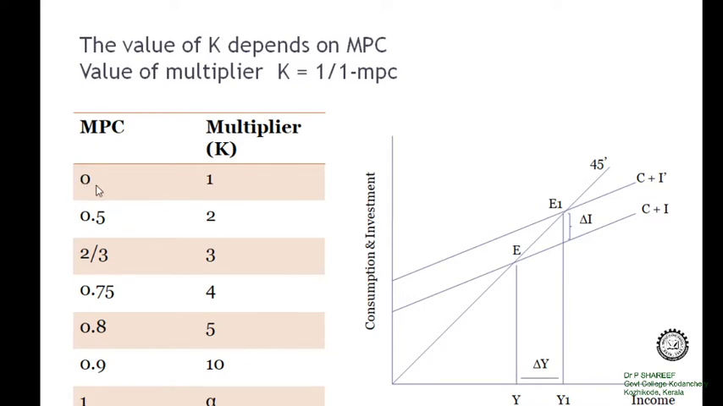Here, when MPC is equal to 0, the value of multiplier will be equal to 1, and when MPC increased to 0.5, the value of multiplier is 2, and when MPC is equal to 0.9, the value of multiplier will be 10, and when MPC is equal to 1, the value of multiplier becomes infinity.